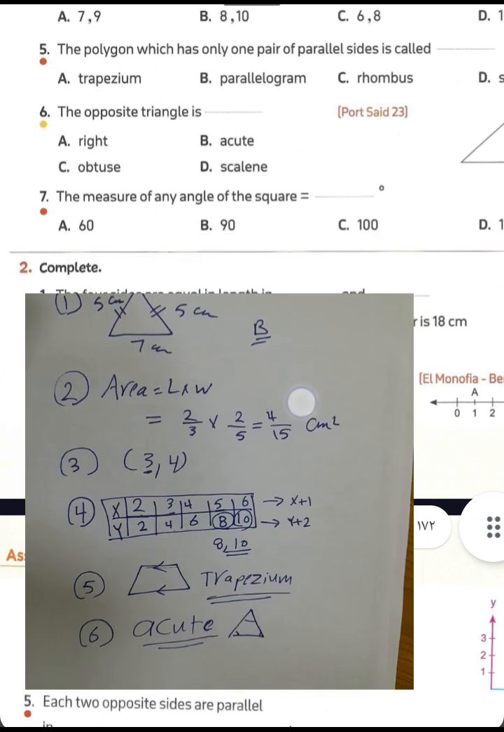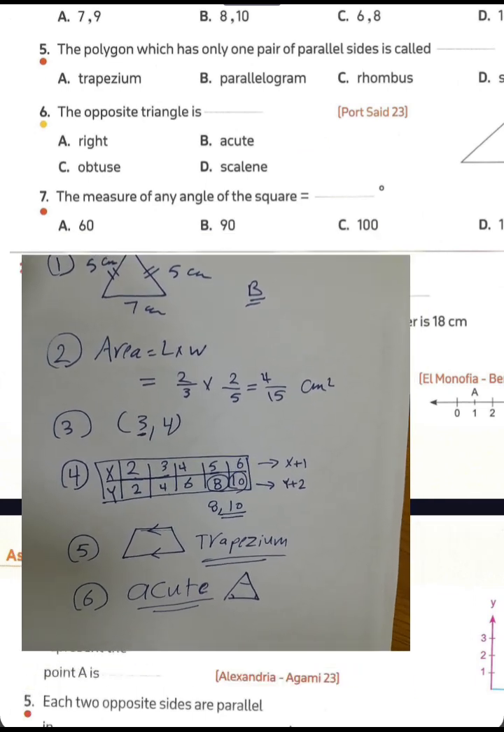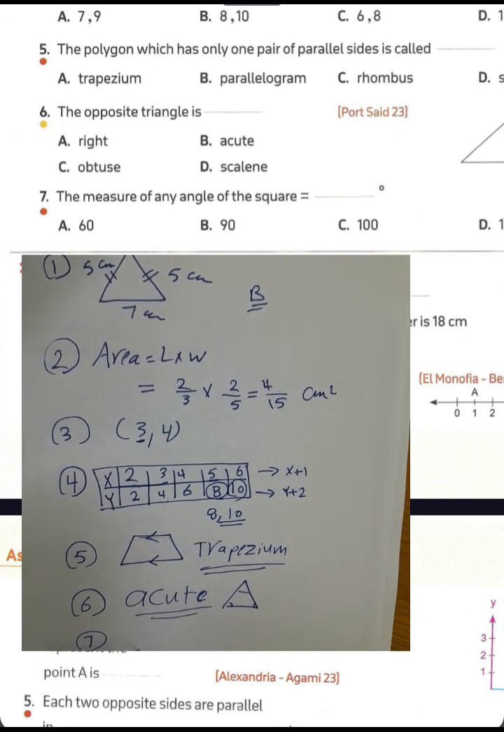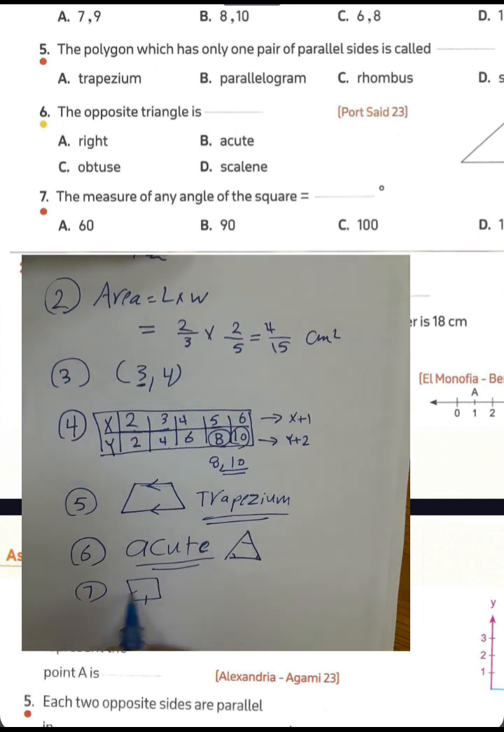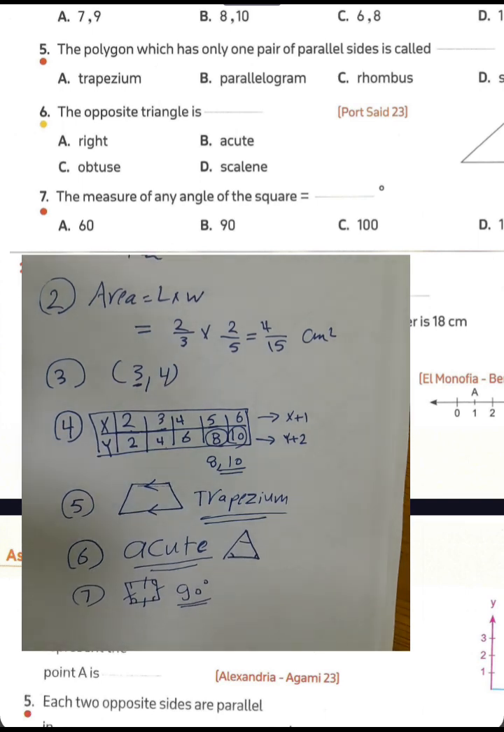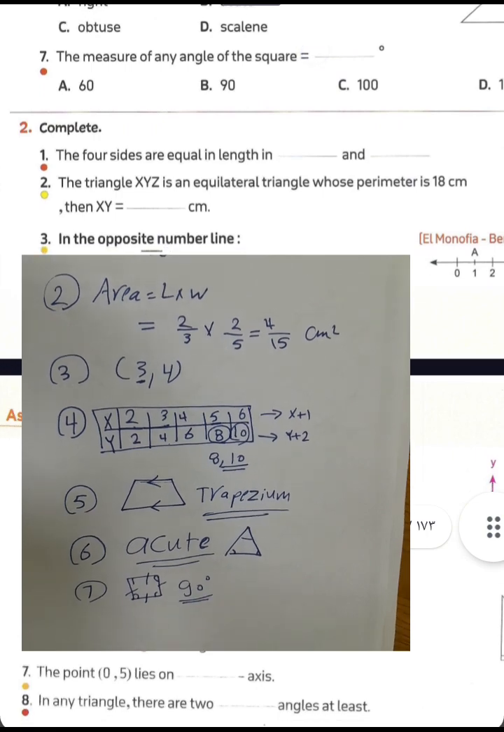Question 7. The measure of any angle of a square equals 90 degrees. Draw a square with me. All sides are equal in length and all angles are equal in measure. Then the measure of each angle in any square equals 90 degrees. Question 2 is complete.